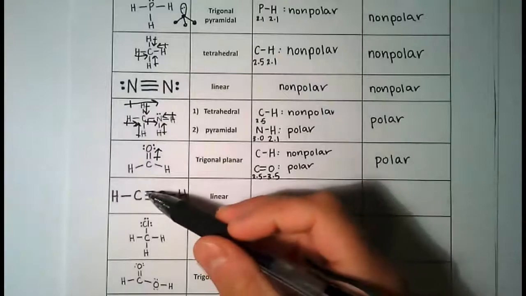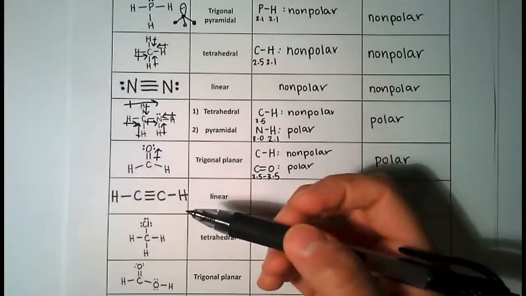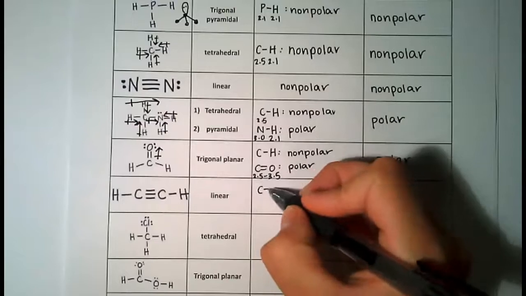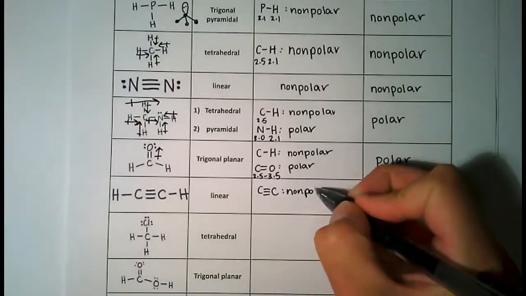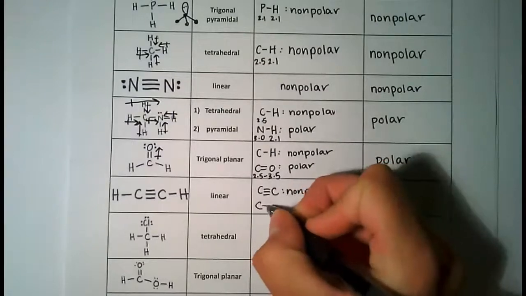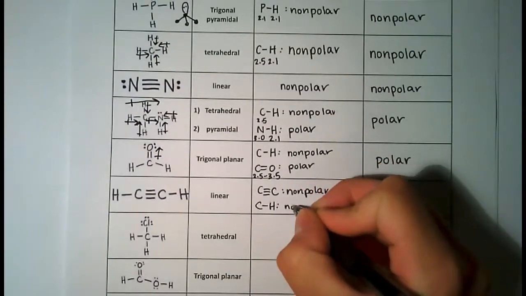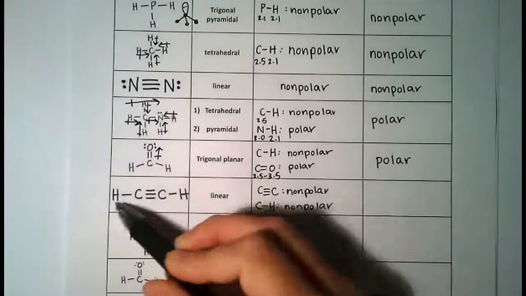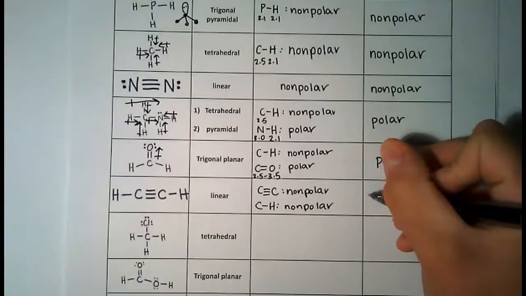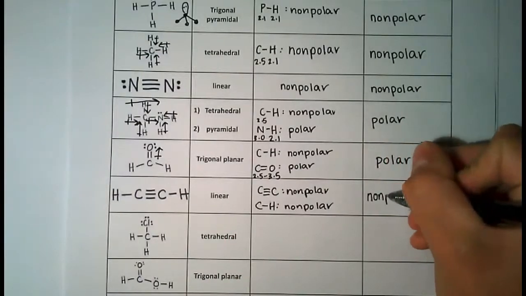Then we have C2H2. The carbon-carbon triple bond is going to be nonpolar because it's 2 of the same atoms. And then the carbon-hydrogen bond is also going to be nonpolar. Plus, this molecule is completely symmetrical. So this molecule is definitely going to be nonpolar.